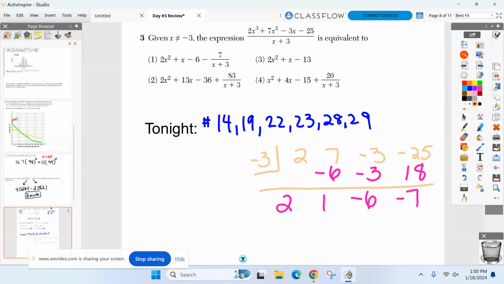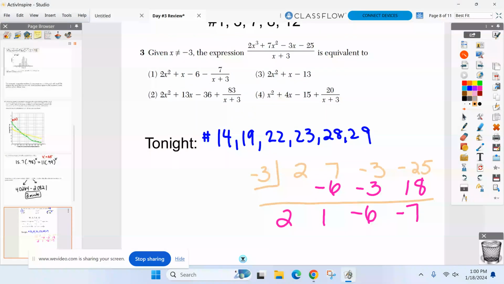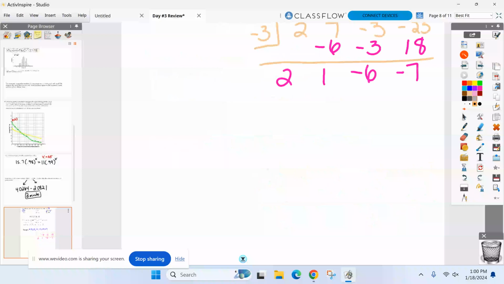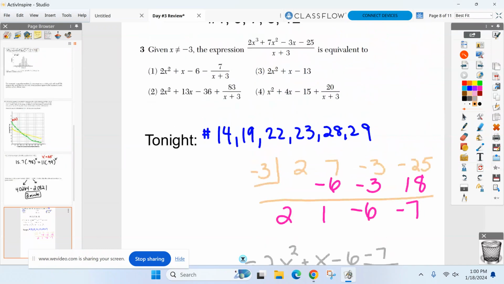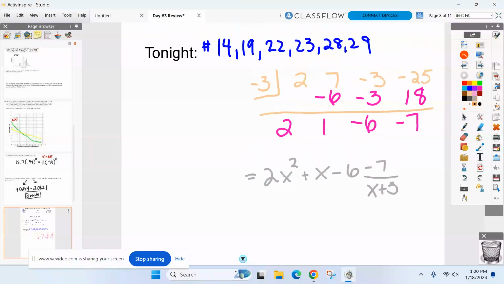So if you were to write this final answer out now, I always start with 1 less than the biggest exponent, which was 3. So this is going to be an x squared: 2x squared plus 1x minus 6. And now remember how we wrote our remainder: -7, but over what you divide by, which is x plus 3. There it is, a little quick synthetic division.